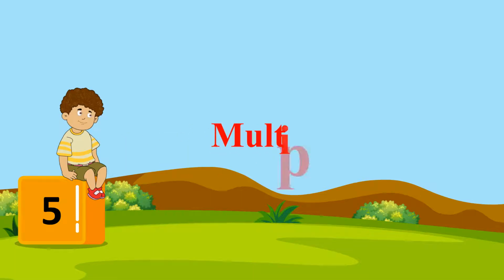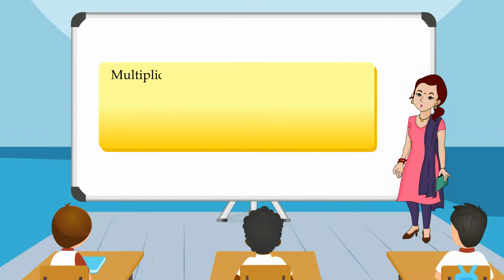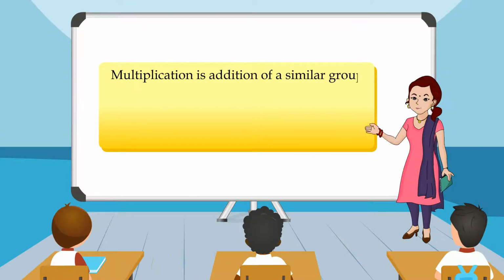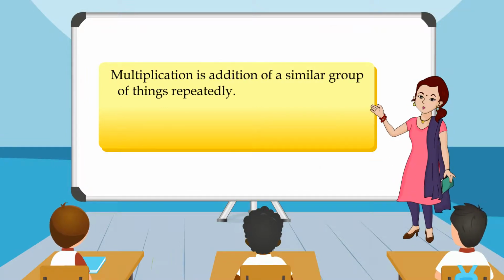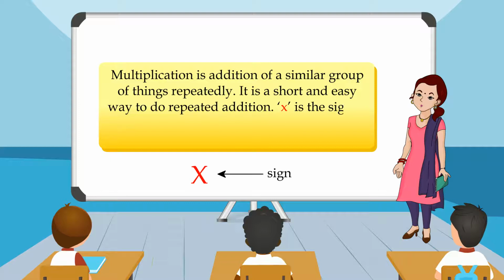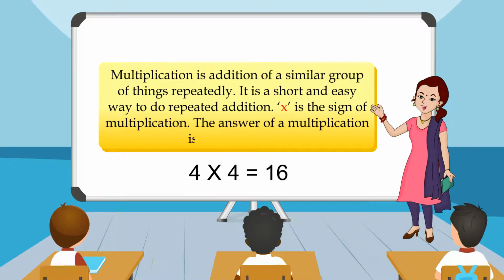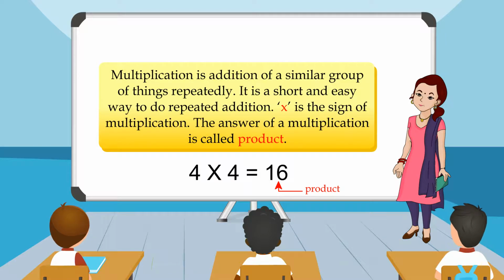Chapter 5: Multiplication. Multiplication is addition of a similar group of things repeatedly. It is a short and easy way to do repeated addition. × is the sign of multiplication. The answer of a multiplication is called the product.